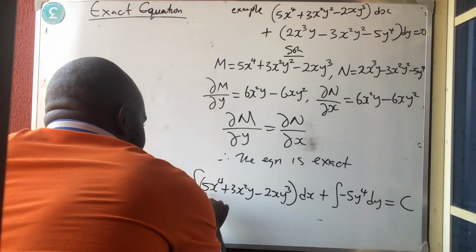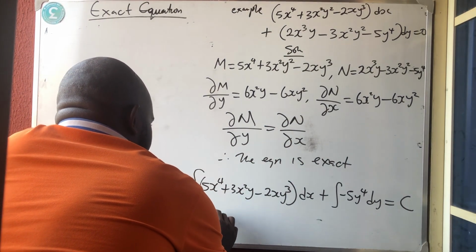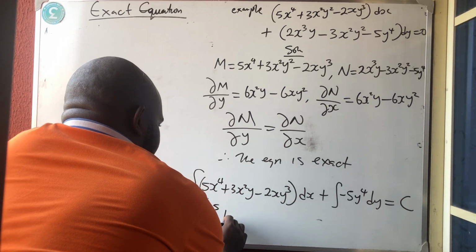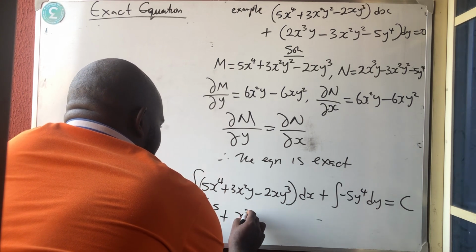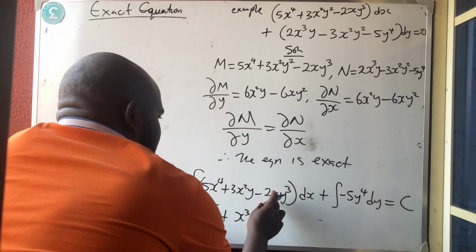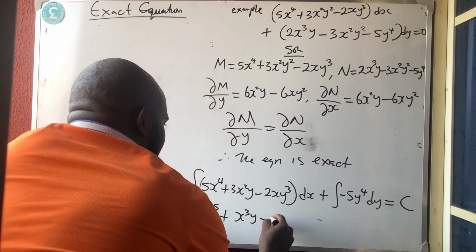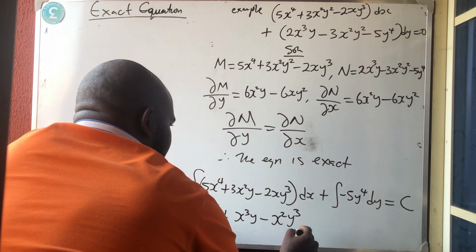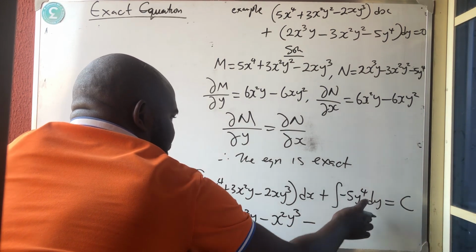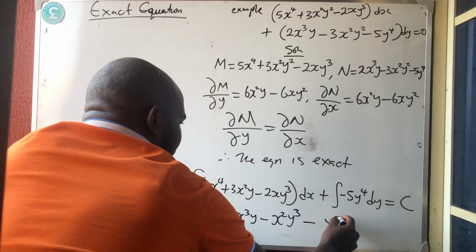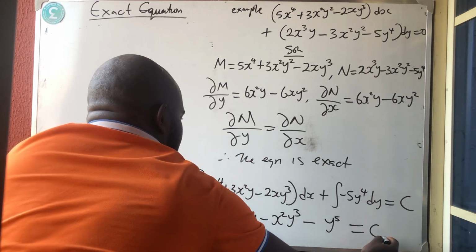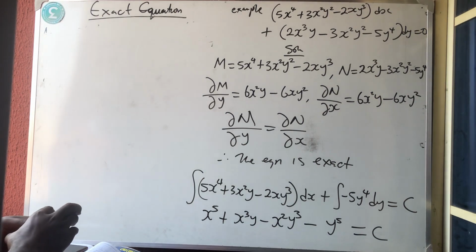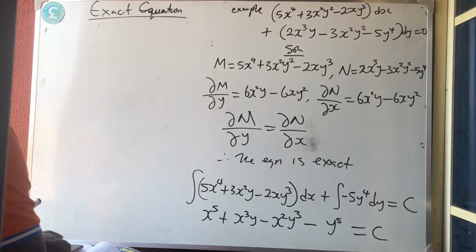So let us integrate this. This is x raised to the power 5. This one will give me plus x cubed y. This one will give me minus x squared y cubed. Then this one will give me minus y raised to the power 5 is equal to C. So see, that is the answer. Very, very simple. So let's take another question.